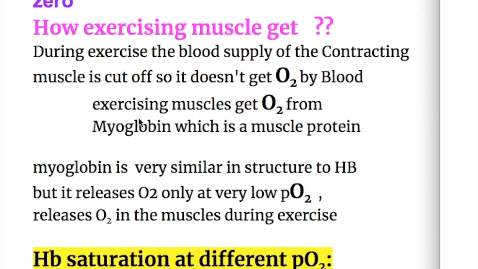So how do exercising muscles get oxygen? During exercise, the blood supply of the contracting muscle is cut off, so it doesn't get oxygen from the blood. The exercising muscle gets oxygen from myoglobin, which is a muscle protein. Myoglobin is very similar in structure to hemoglobin, but it releases oxygen only at a very low PO2, that is close to zero. So it releases oxygen in the muscles during the exercise.